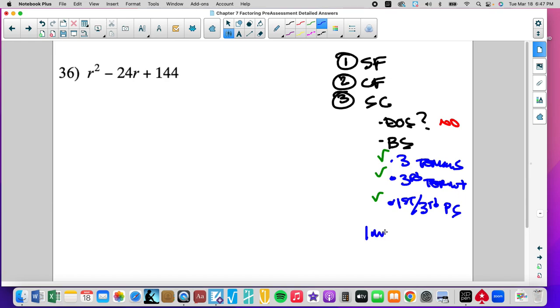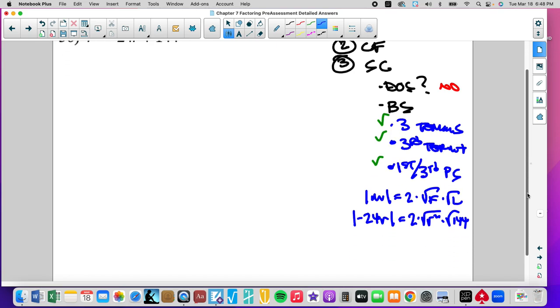Does the absolute value of your middle term equal 2 times the square root of your first term times the square root of your last term? So does the absolute value of negative 24r equal 2 times the square root of r squared times the square root of 144? The absolute value of negative 24r is 24r. The square root of r squared is r. The square root of 144 is 12. Does 2 times r times 12 equal 24r? Yes, it does.